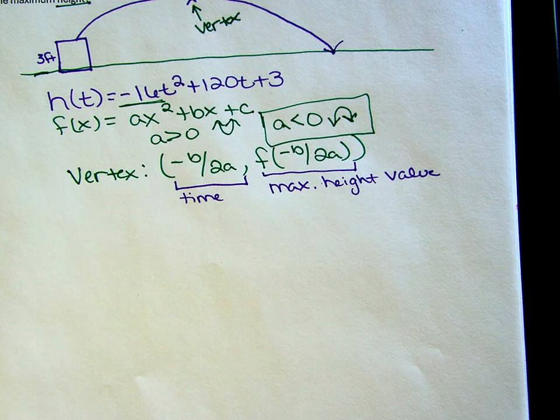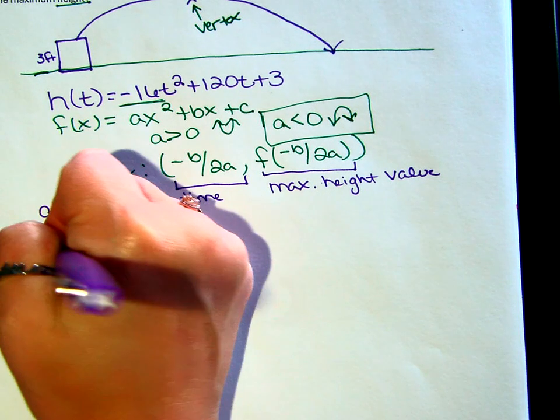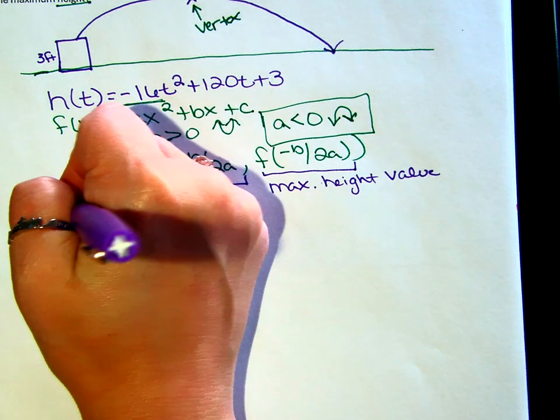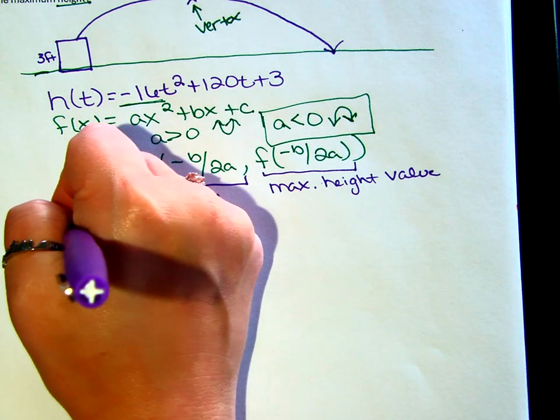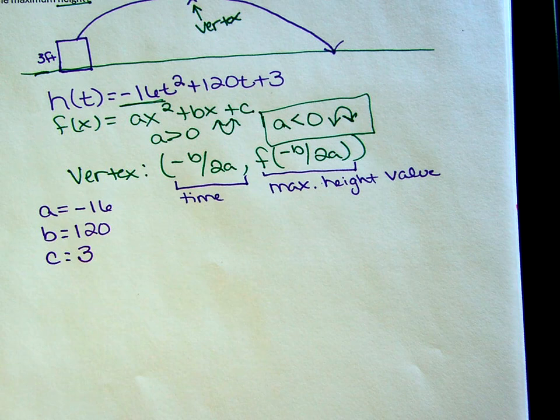So first thing I'm going to do is figure out what my A, my B, and my C are from my h of t. My A is negative 16, my B is 120, and my C is 3. Now I know C doesn't come into play anywhere. Again, that's just a little bit OCD for me.